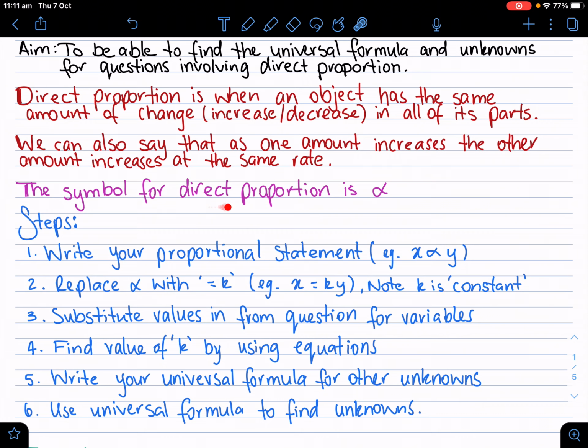Now, the symbol for direct proportion is there. It looks like a fish symbol. It's not the infinity symbol. It's like a little fish symbol with the ends open.